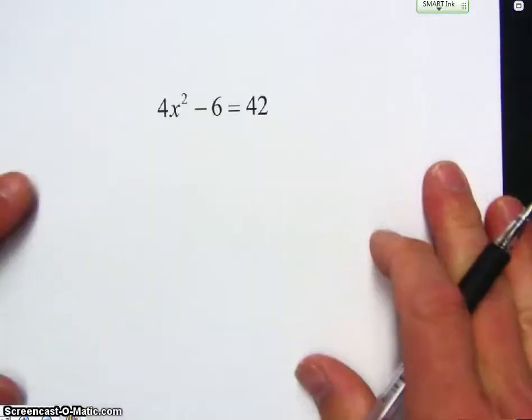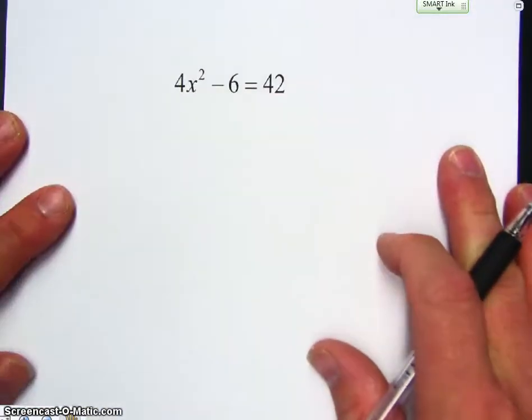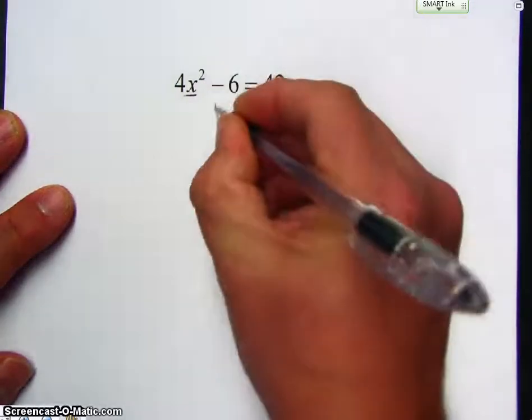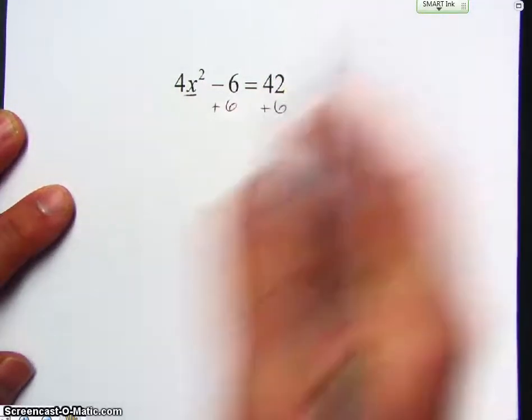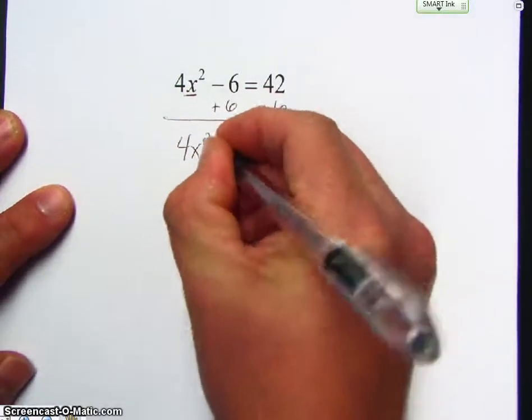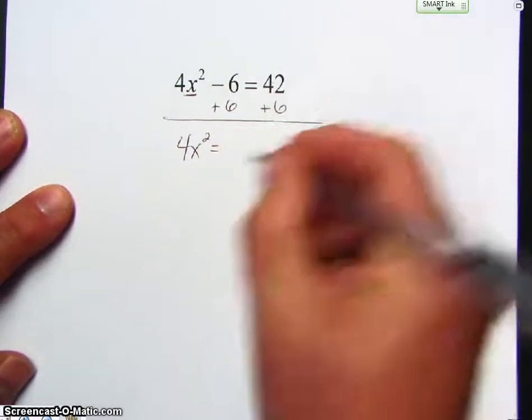So all we're going to do is examples. Okay, first step, isolate. I want to get this by itself. So the first thing I do is add. You always want to add or subtract first. So here I'm adding. 42 plus 6 is 48.